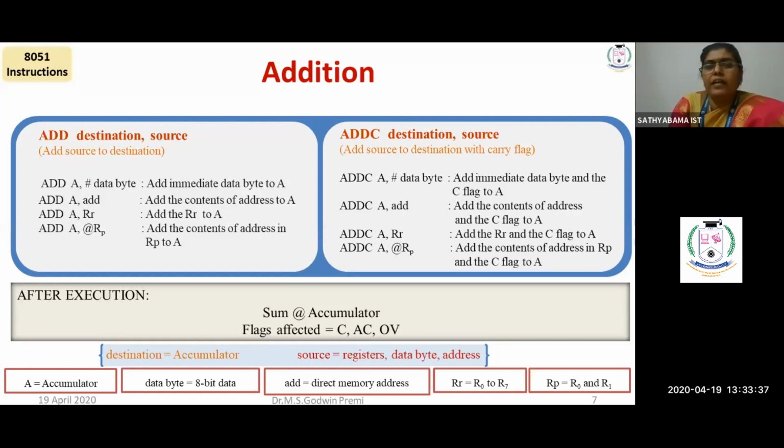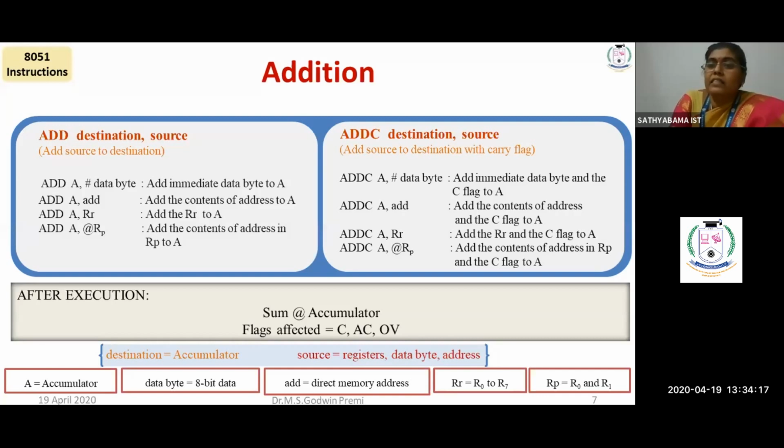The same way, here we will have the ADDC instruction. That means add source to destination with the carry bit. So content of carry will be added after adding the contents of the source operand and the accumulator. Along with carry is added. Just you see, ADDC A comma hash data byte: add the immediate 8-bit data and the carry flag to the accumulator content and the result is stored in the accumulator.